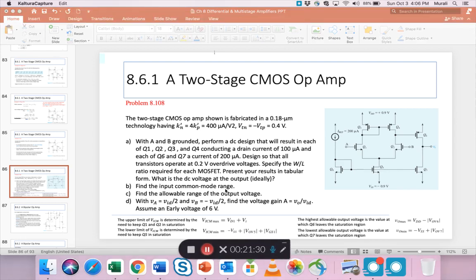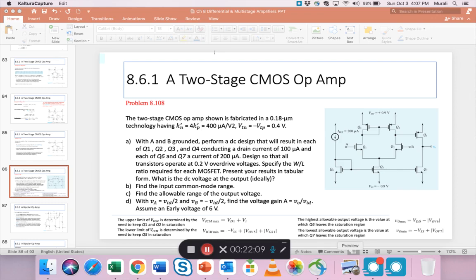And just to make things simple again, so we don't spend too much time on this, for part B and part C, I'm giving you the definitions. The upper limit of VICM is determined by the need to keep Q1 and Q2 in saturation. The lower limit of VICM is determined by the need to keep Q5 in saturation. And here are the formulas for VICM max, VICM min. Similarly, on the output side, the highest allowable value leaves Q6 in saturation. The lowest allowable value leaves Q7 in saturation, and these are the formulas.